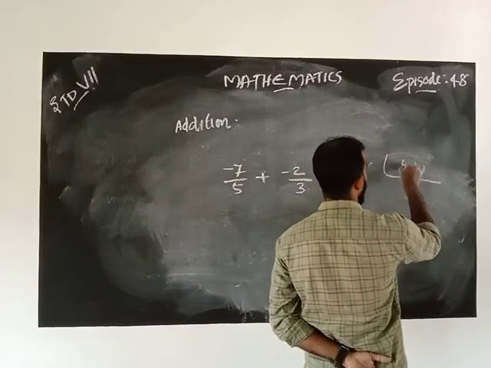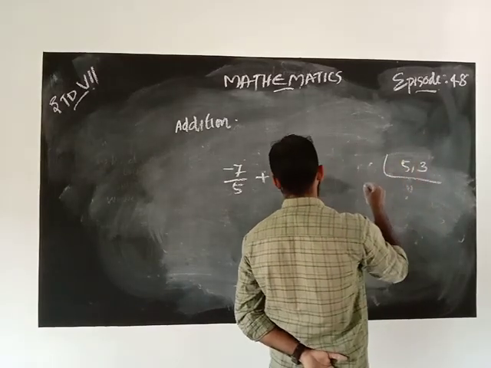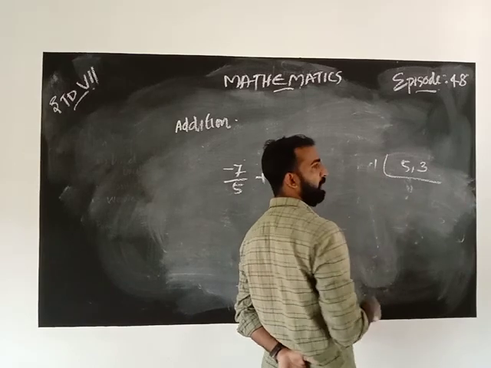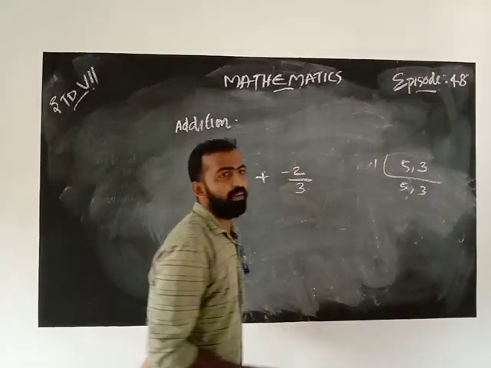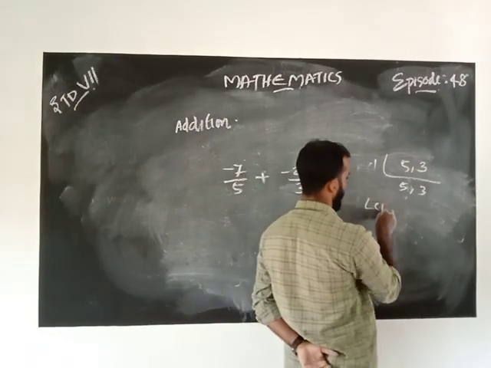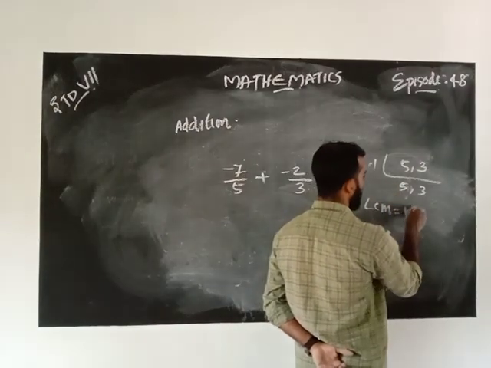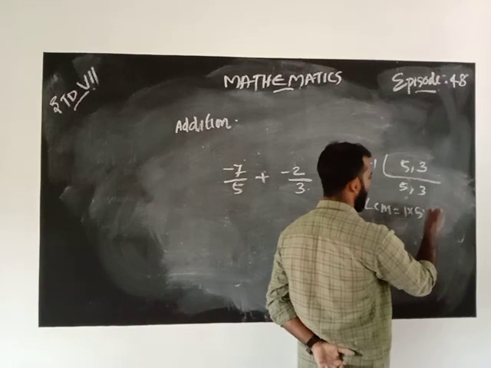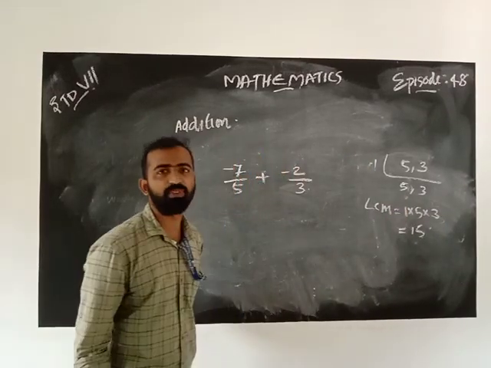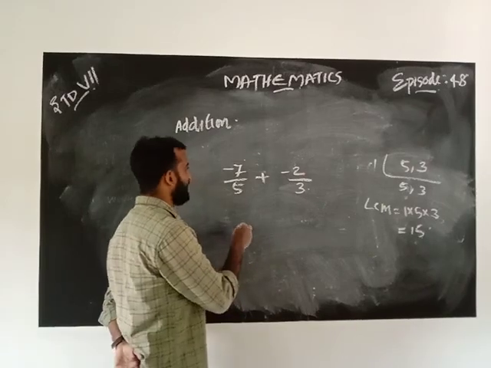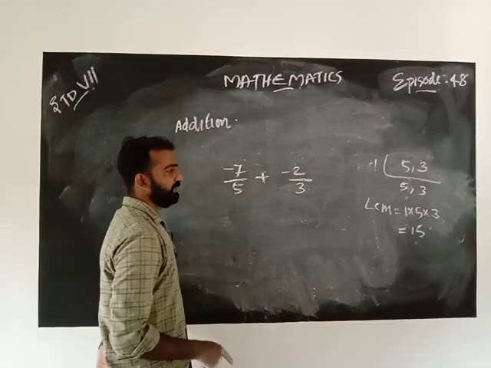For 5 and 3, the common factors are 1, 5, 3. So the LCM is 1 into 5 into 3, which gives 15. The LCM is 15.